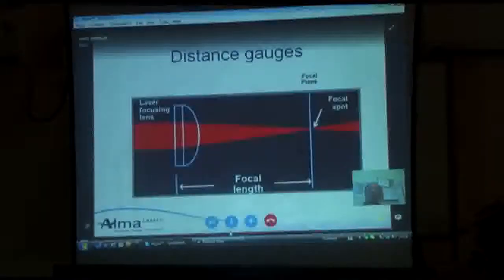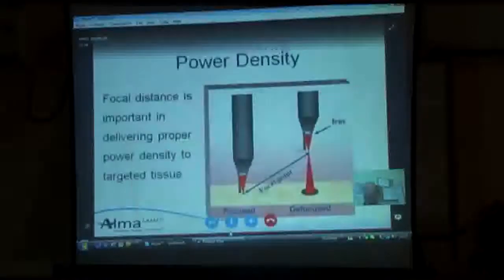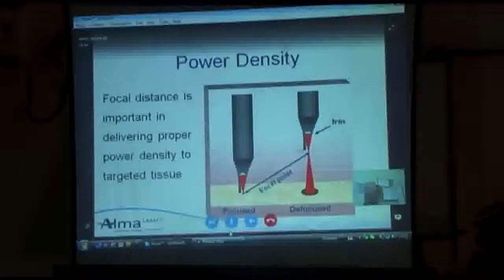All lasers are equipped with distance gauges. Distance gauges are often used to set the focal length of the laser beam, allowing the focusing lens to deliver its laser energy directly to the focal plane and the spot of the target. These are an example of focusing lenses, which enable the delivery of laser energy to the correct tissue depth.